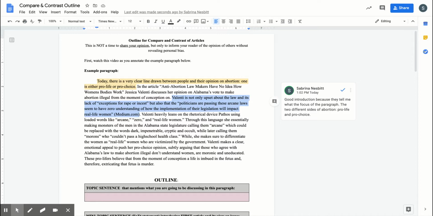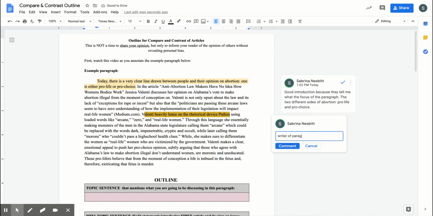So, this is a pretty big quote, which means that the rest of the time, you, as the author of this paragraph, have to then explain, okay, well, what is Valenti's opinion? And how do you know that? So, "Valenti heavily leans on the rhetorical device of pathos." So, this is something to note.